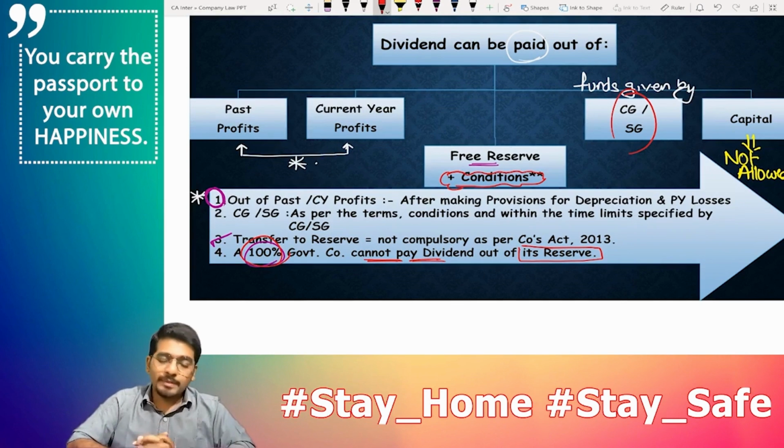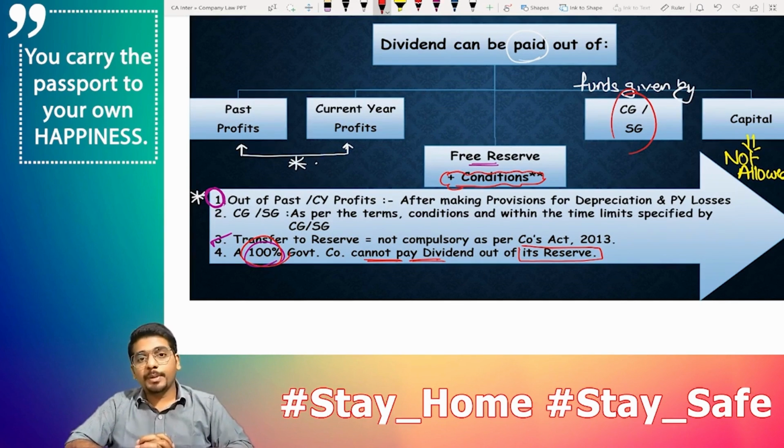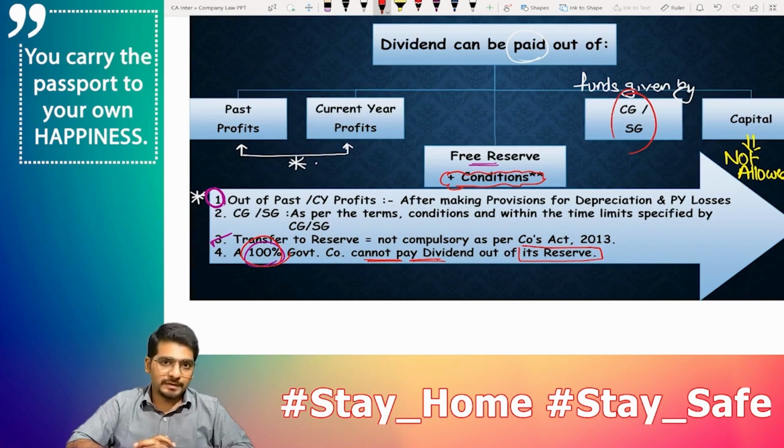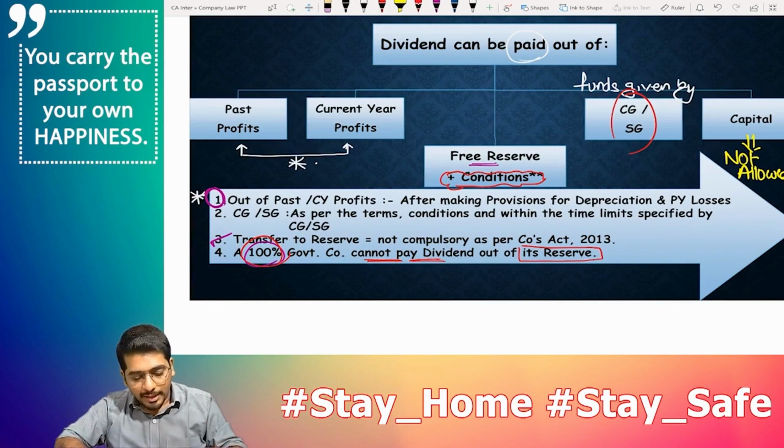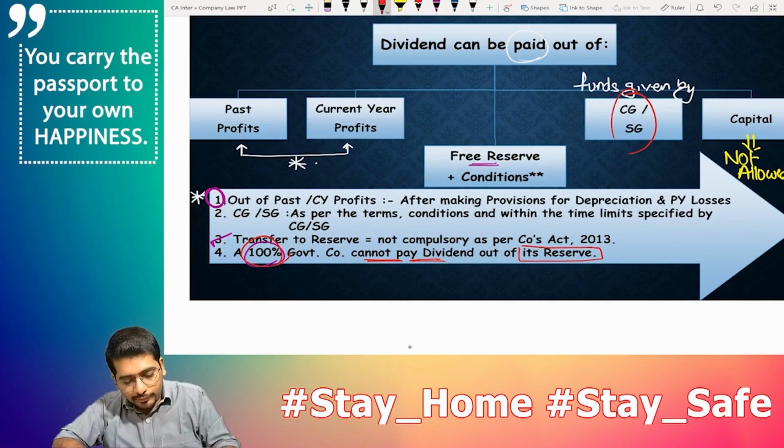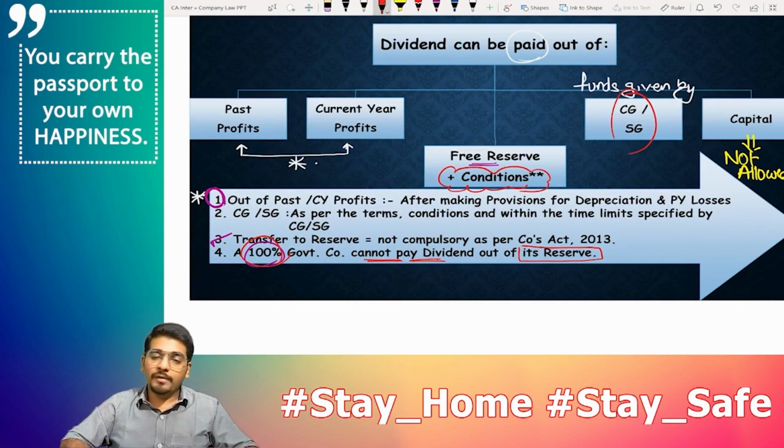Hence, because here when we say that any other company can make the payment of dividend out of its reserves, over there we have got conditions. As you can see, I've already highlighted this point. I will highlight it once more for you. If you are making a payment of dividend out of reserves, you have to satisfy these conditions. These conditions do not apply to 100% government companies. For them, a separate set of conditions will be there. Understood? Because these conditions won't be applicable to them, they will not be allowed to make the payment of dividend out of the reserves as well.